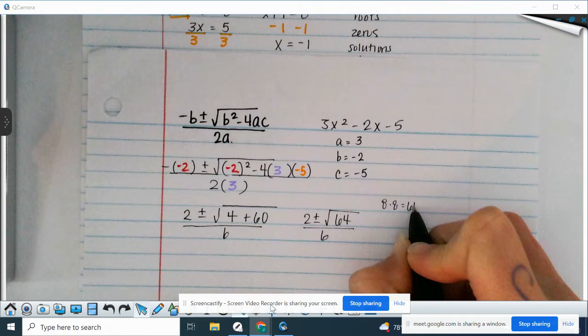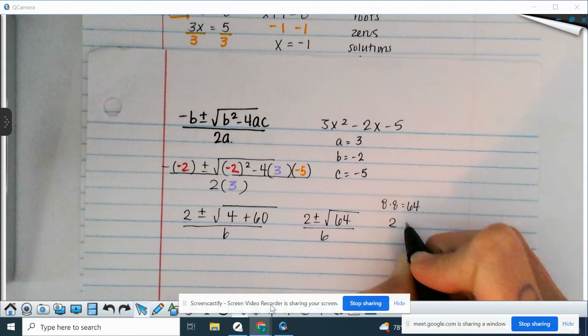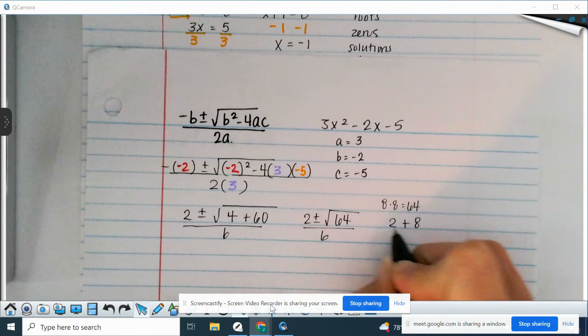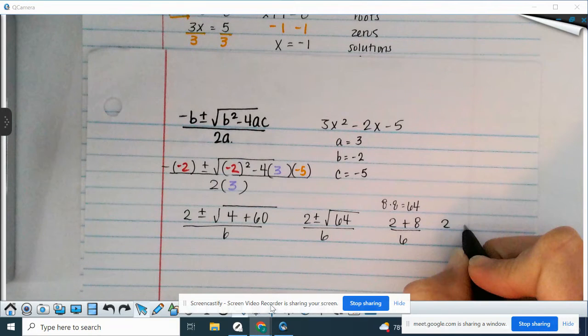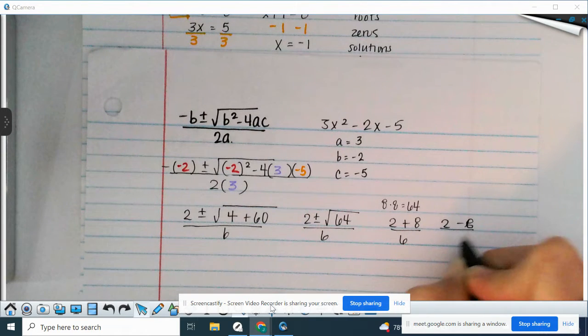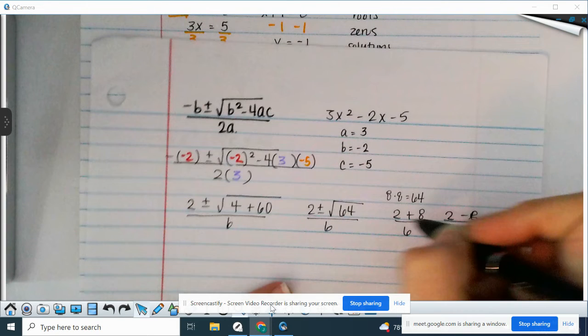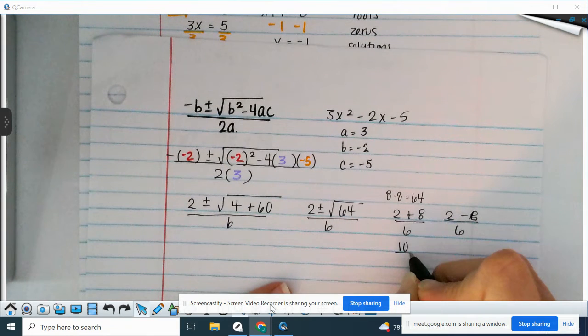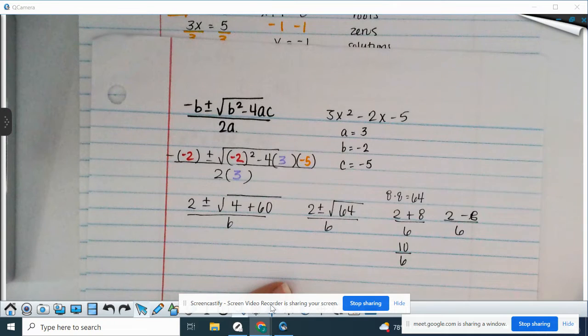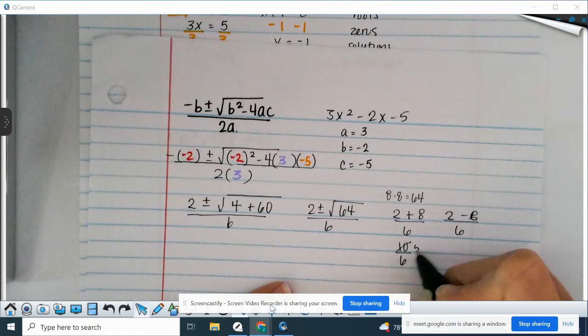So that means we're going to do 2 plus 8 divided by 6, and then 2 minus 8 divided by 6. And that should be our answers. So we have 10 over 6, which will reduce to 5 over 3.